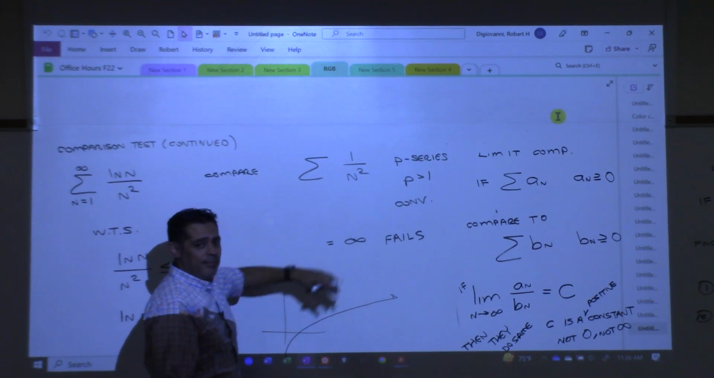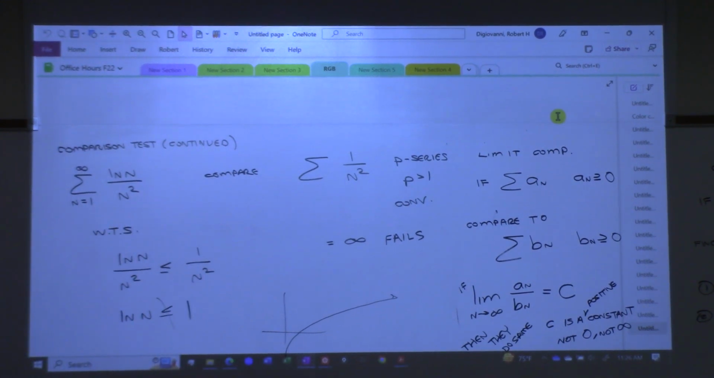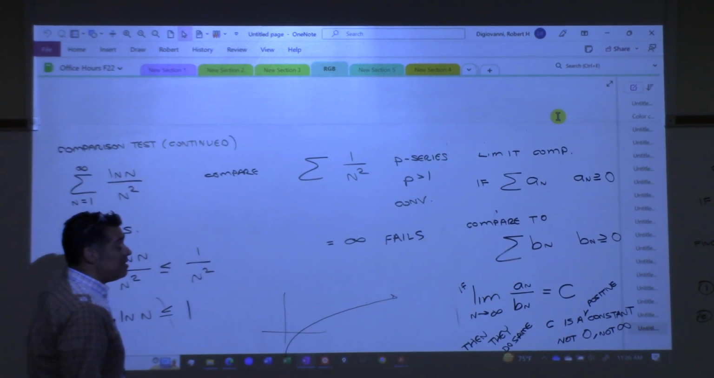So that would make me think maybe what I picked to compare it to wasn't a good choice. Good job. I'm kidding. So this is part of the kind of struggle, right? Is figuring out what to compare it to. So you want to try something else?